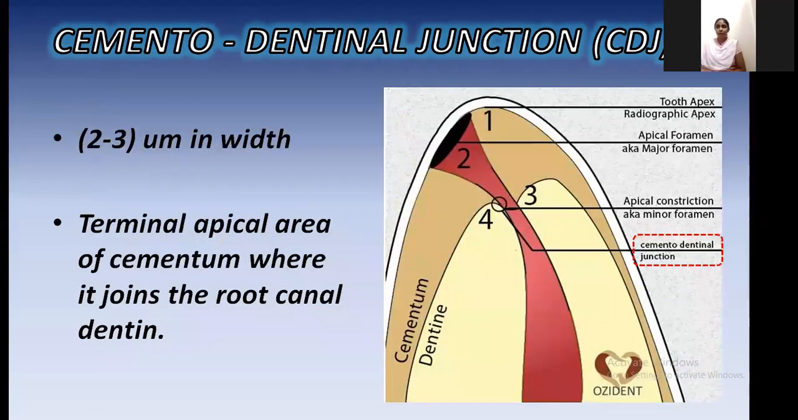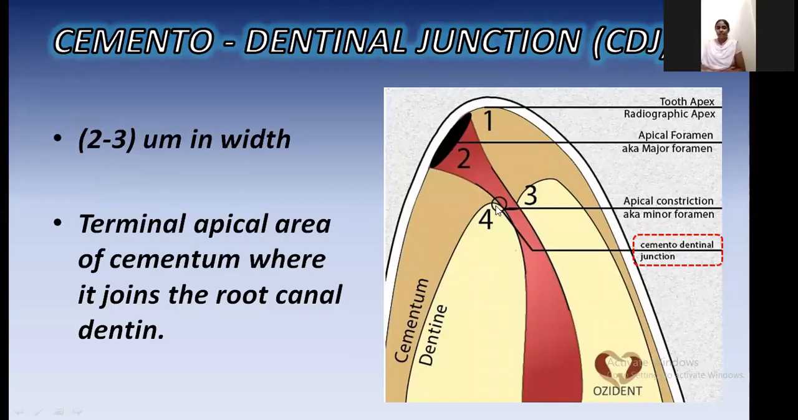Moving on to cemento-dentinal junction. This is the cemento-dentinal junction. The cementum is here. Cementum is a part of the root. We all know cementum and the dentin, they meet at a few mm above the apex of the root. That is the cemento-dentinal junction.